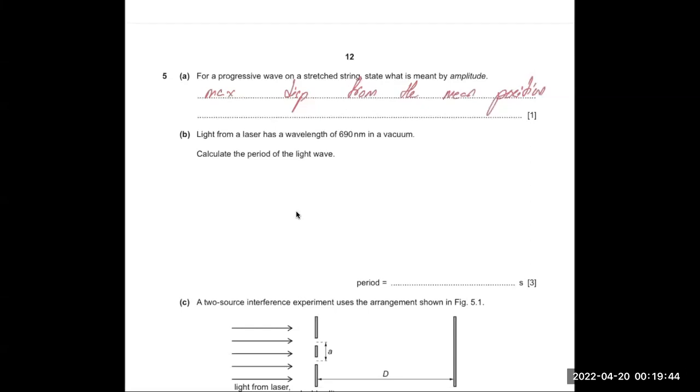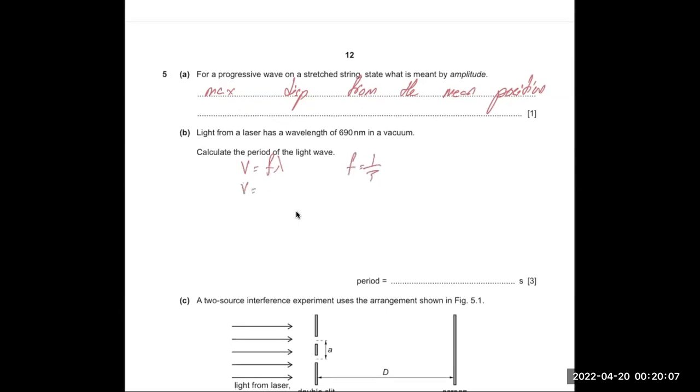Part B says, light from a laser has a wavelength of 690 nanometers in a vacuum. Calculate the time period of the light wave. They've given you the wavelength. They've said that it's light from a laser, which means that you should know the speed. It's the speed of light. Use the formula V is equal to F lambda, where F is equal to 1 upon T. So V is equal to lambda upon T.